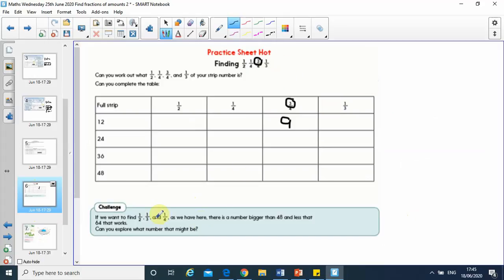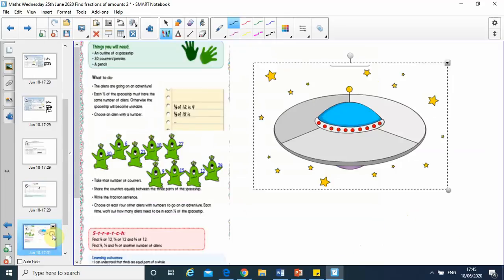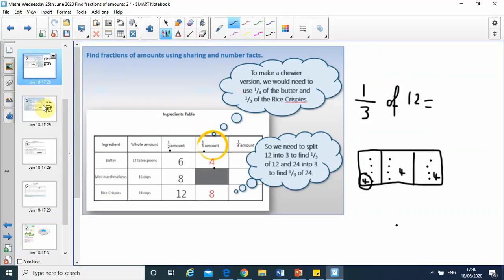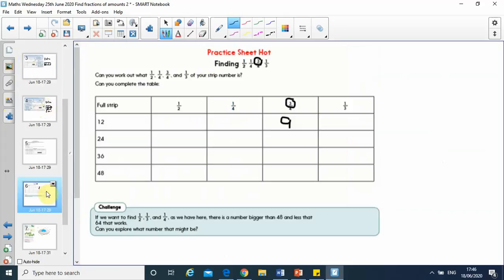And there's a lovely little challenge for you here that gets some of our reasoning thinking. So you can have a look at that. If you're still a bit stuck, it's no problem. There's a challenge here for you just to help develop some of that understanding with some things you will need. We've got an outline of a spaceship, 30 counters or pennies, and it tells you what to do there. So if you're unsure, you can have a go, or you can just go back to our earlier learning here of our box strategy, which will support your learning for the final tasks.